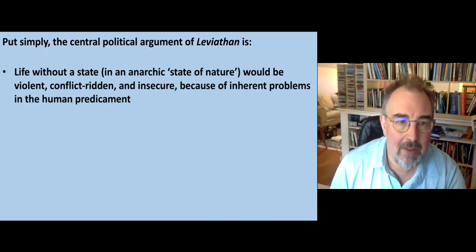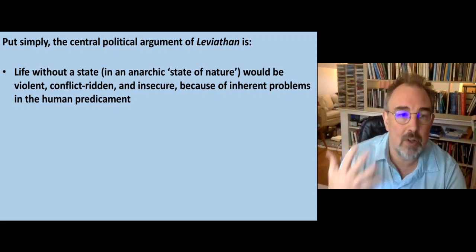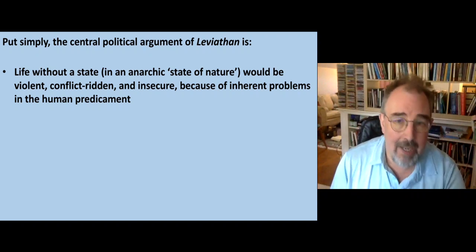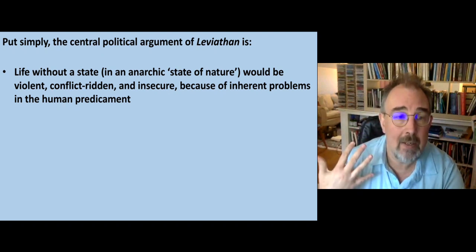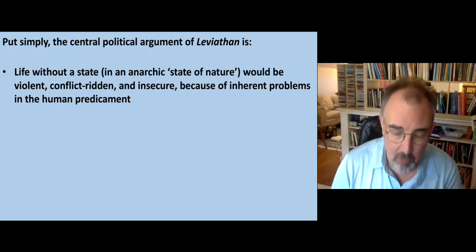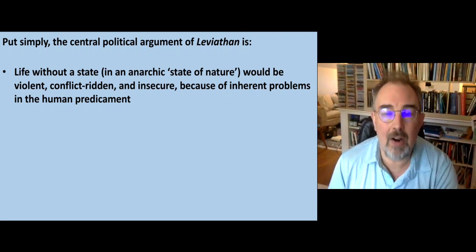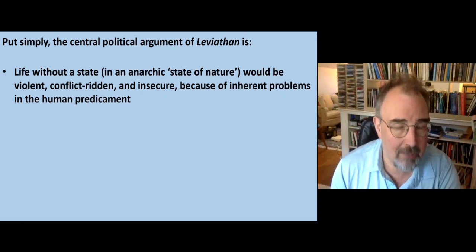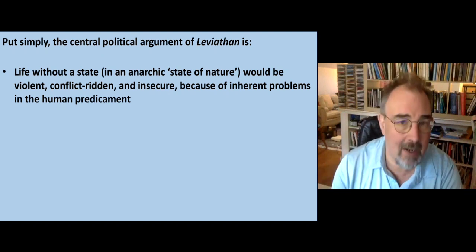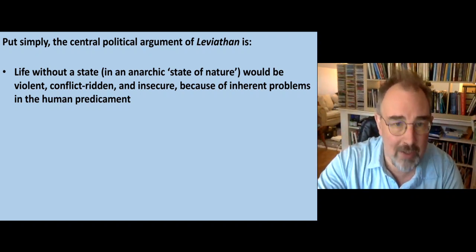Hobbes wants to argue in Leviathan, and in his other works in political theory, because he wrote several others, that life without a state, in an anarchic, as he's going to call it, state of nature, would be intolerable, violent, conflict-ridden, and insecure, because there are certain problems that are inherent in the human predicament. If we were forced to live under completely anarchic situations, which was every person for themselves, our lives would be miserable and insecure and ridden with conflict.